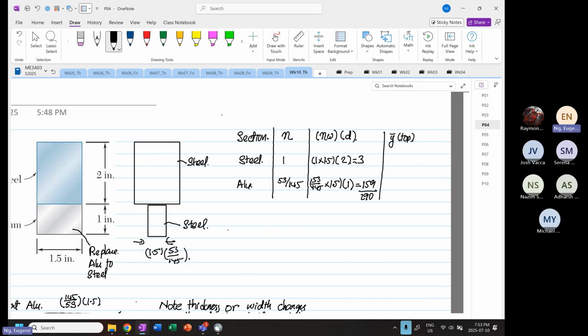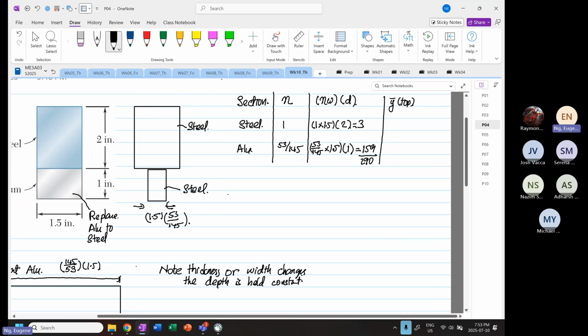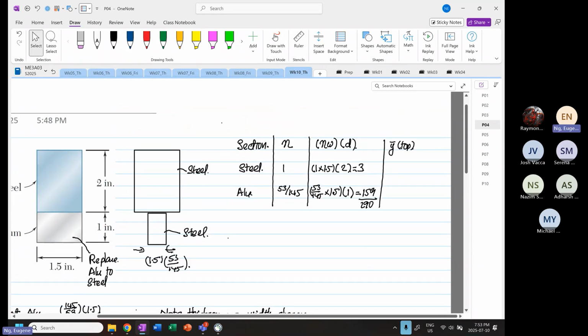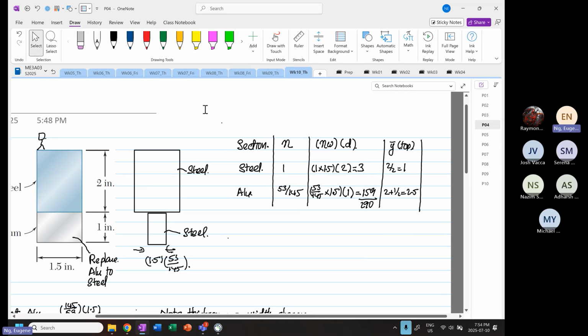So remember, the depth did not change. I'll repeat again, the depth did not change. Okay, only the thickness changes. The depth is held constant. Okay, so now the y bar, the datum is at the top. So 2 divided by 2 is 1. 2 plus 1 divided by 2 is equal to 2.5. Then from here, we do our stuff. Hold on.